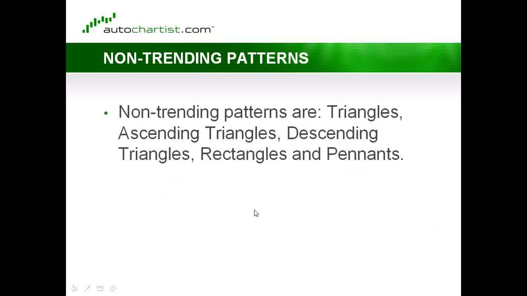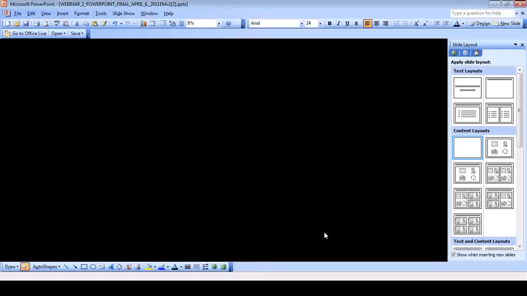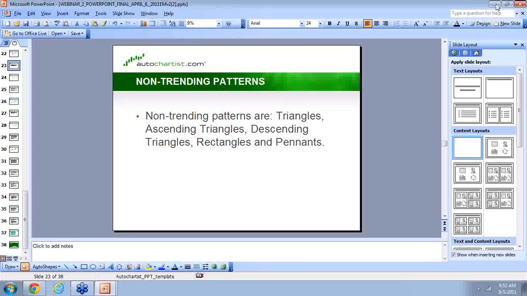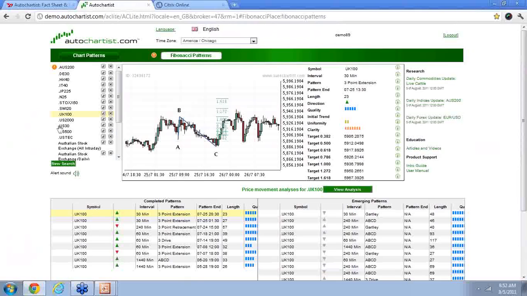Now, as I said before, the non-trending patterns are the triangles, the ascending triangles, descending triangles, rectangles, and pennants. Okay. Now, let's look at some live action here, see what's going on. We hear the market beeping quite a bit.